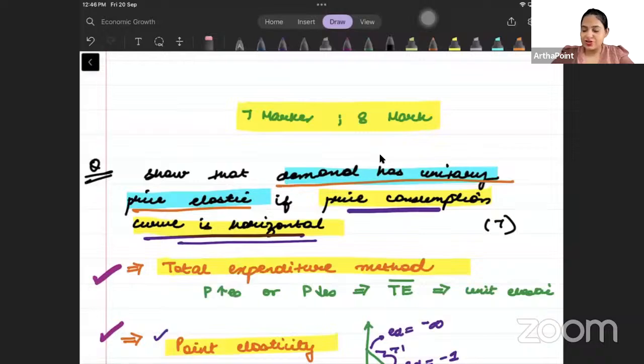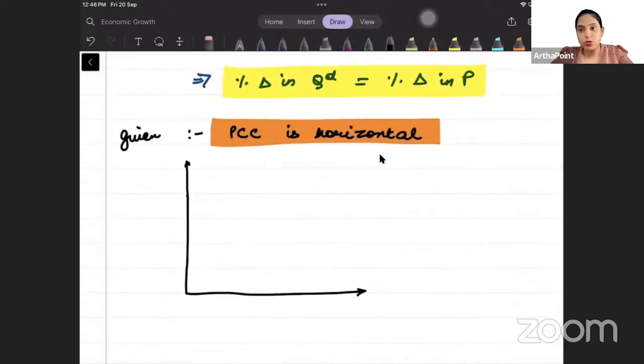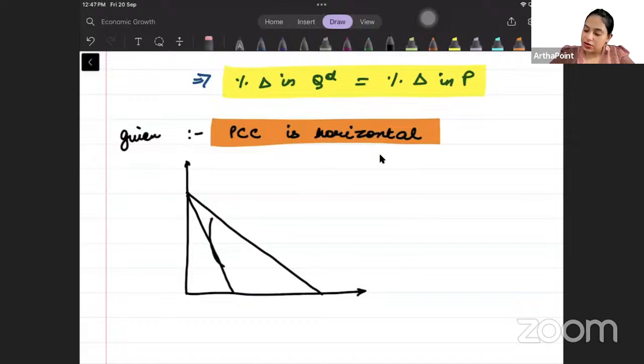So now this is a little tricky. We need to show that it is horizontal. But which price should I change? Should I change the price of good X or the price of good Y? Generally speaking, whenever nothing is given, you will always assume that there are changes in the price of good X, and with respect to good X it is horizontal. So you are assuming that when the price of good X is changing, decreasing or increasing, then you are getting a horizontal price consumption curve.